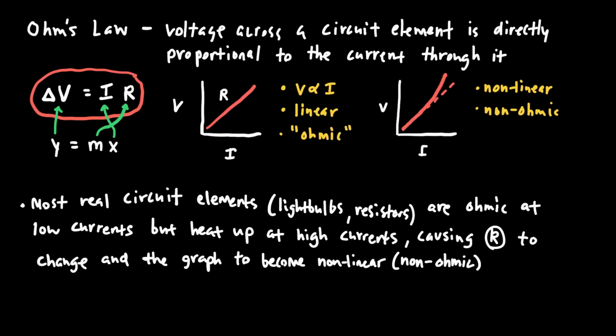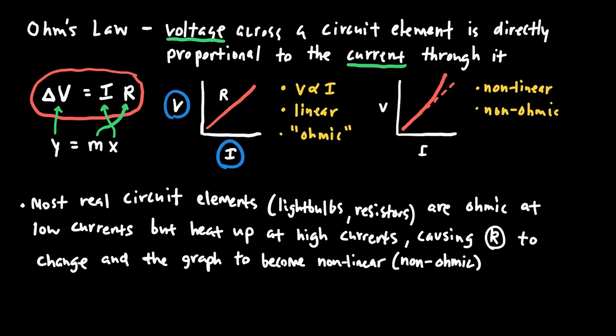Now that we've talked a little bit about potential difference, voltage, current, and resistance, we can talk about Ohm's law. Ohm's law describes the relationship between the potential difference, current, and resistance of a circuit element in a circuit. What Ohm's law says in particular is that the voltage across a circuit element is directly proportional to the current through it. So if I created a graph of voltage versus current, if they're directly proportional to one another, I expect that the graph will be a straight line.